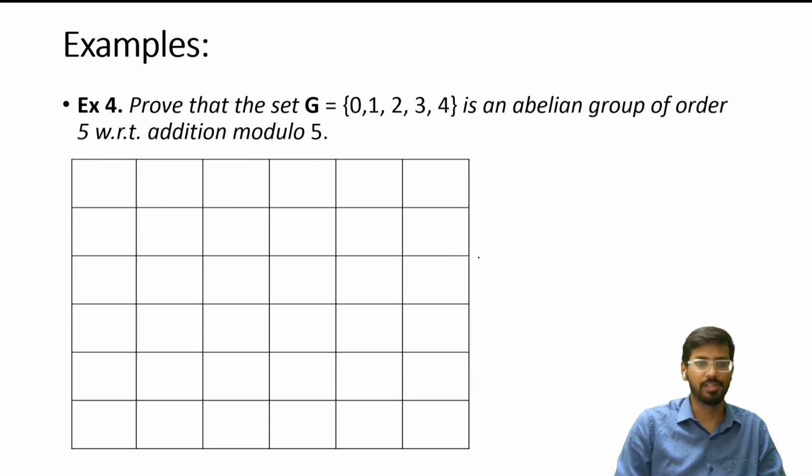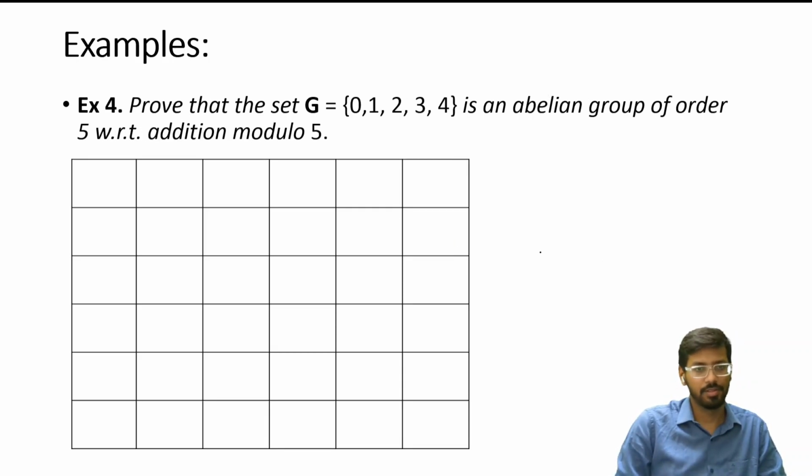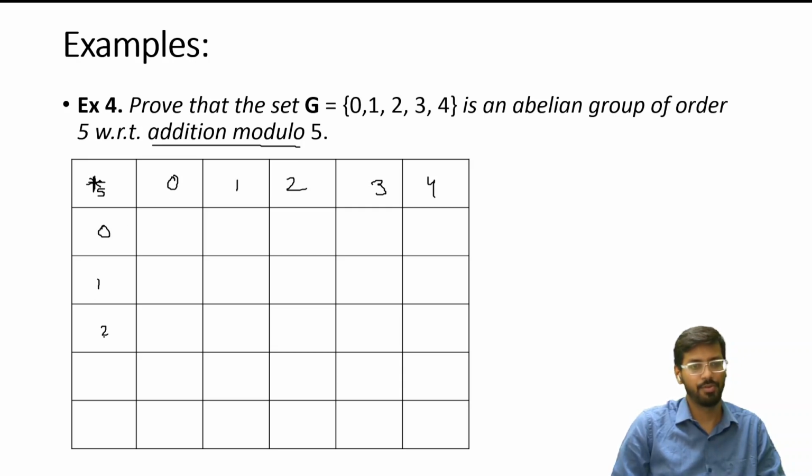Now this is the last example. Okay, sorry. Next example is 0. Here the given operation is addition modulo 5. So given operation is addition modulo 5, and given elements are 0, 1, 2, 3, 4. Here 0, 1, 2, 3, 4.